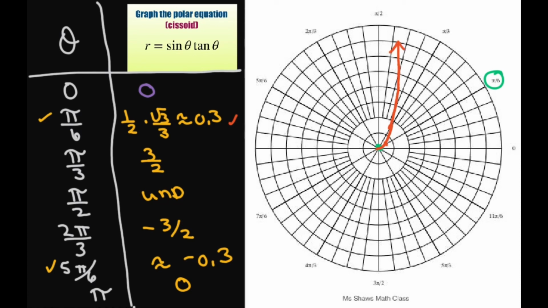All right, let's go for this other part. At 2 pi divided by 3, we're at negative 1 1/2. So that's about right there. And at 5 pi divided by 6, we're at negative 0.3. So that's less than 1, so it's really close in. And at pi, we're at 0. So this is how this is going to go out. So this is what the graph kind of looks like.